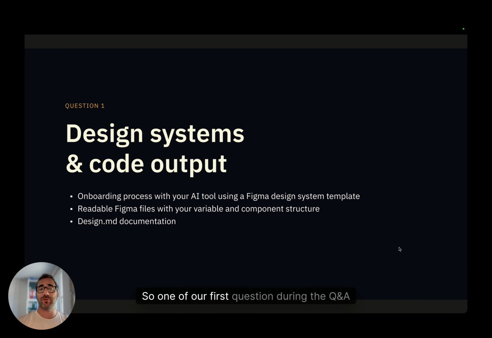So one of our first questions during the Q&A session was about how to get the correct output code according to your design system rules and not drift into Tailwind. And this is a very common issue if you don't give any reference or context to your AI tool. LLMs are trained on massive amounts of generic code based on popular frameworks like Tailwind or Bootstrap, for example. So you really have to fix this upstream and let the model know about your system rules before it generates anything.